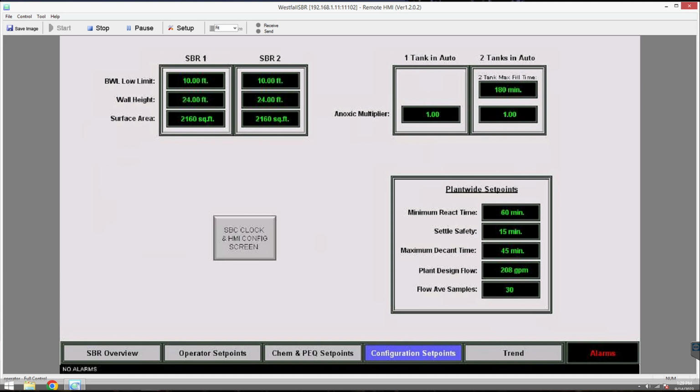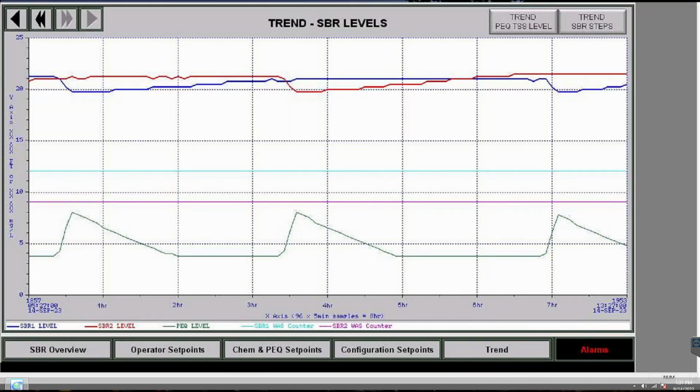What we do see though is that the tanks will have a fill top water elevation of 22 feet. The total is 24, so the tanks are 24 feet deep. Our top water elevation is set at 22. And when the sluice gates on the influent EQ tank are opened too much, or there's backed up flow in the influent EQ tank, it will think there's a high level condition, and it will fill the SBRs to 23 feet.